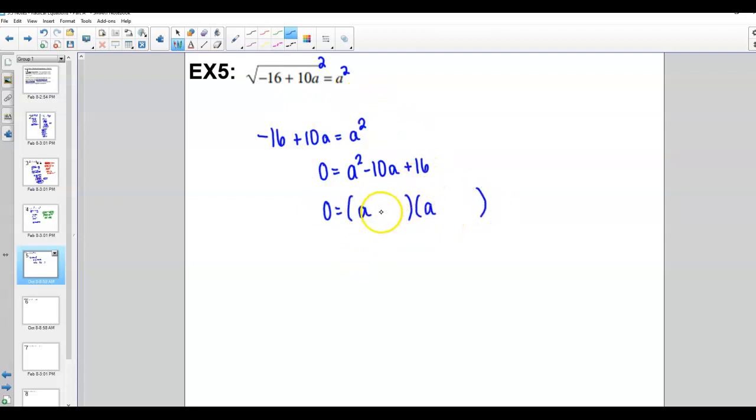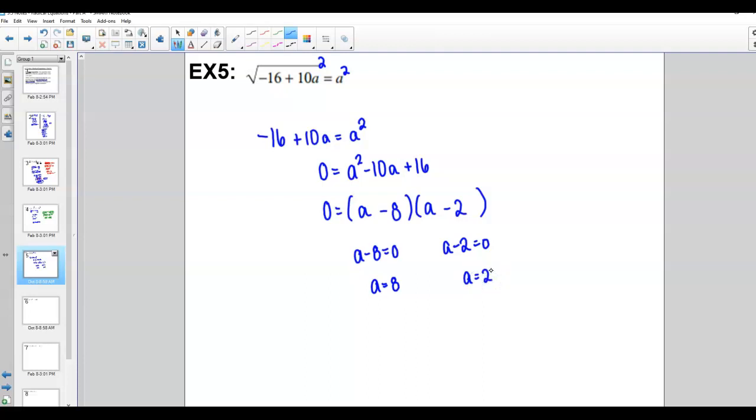And for 16, I could do minus 8 and minus 2. That'll give me positive 16 when I multiply. It'll give me negative 10 when I add. So each one of these are going to be set equal to 0, which means that I will get a equals 8 and a equals 2.